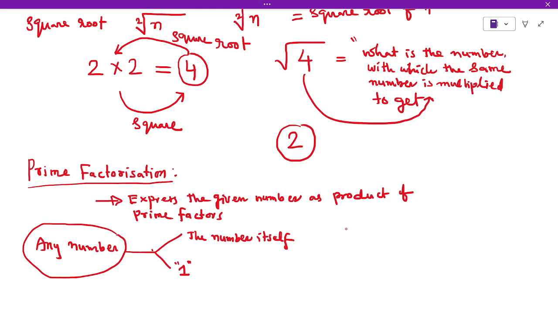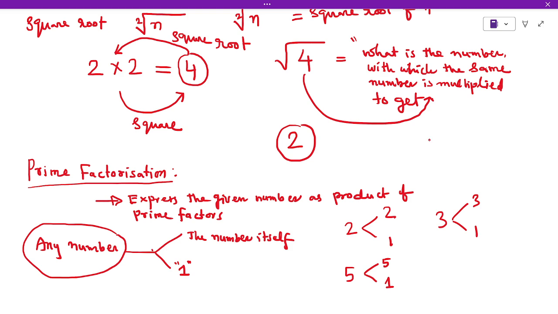Let's take 2. What are the factors of 2? 2 and 1. You take the number 3. What are the factors of 3? 3 and 1. Let's take 5. What are the factors of 5? 5 and 1, right? Therefore 2, 3 and 5 are said to be prime numbers.